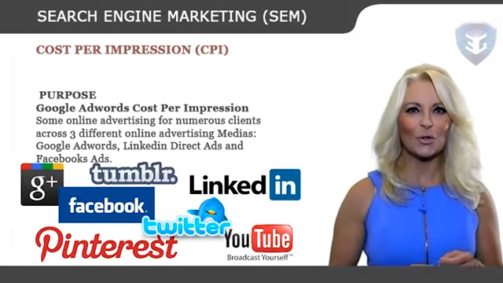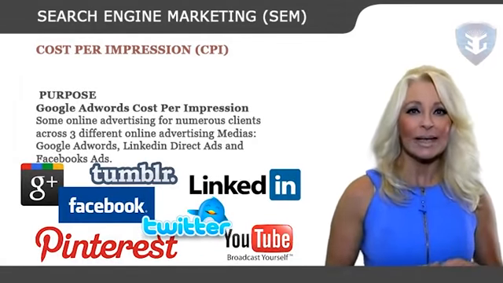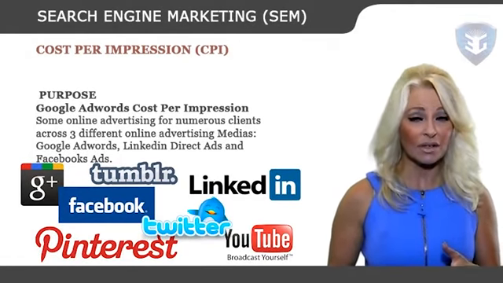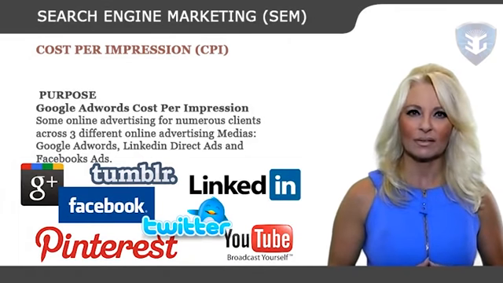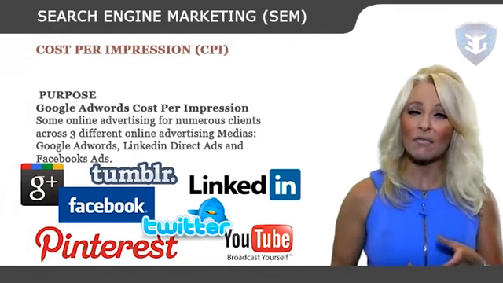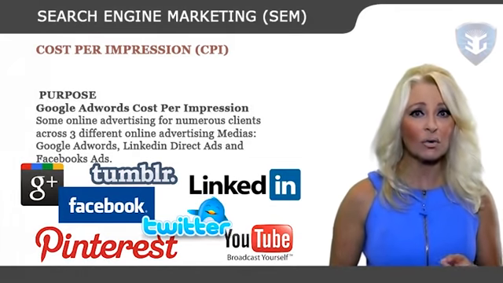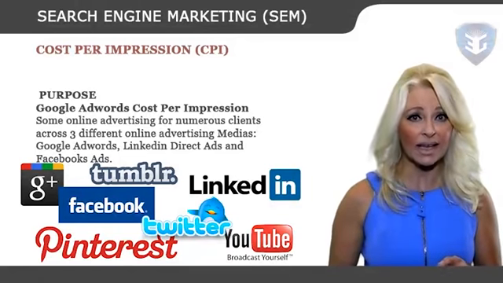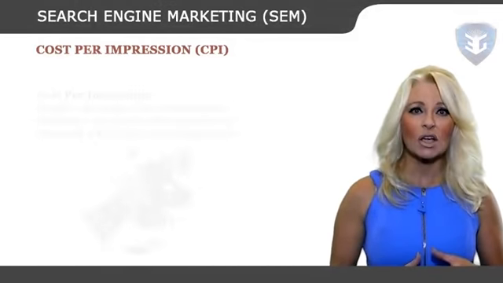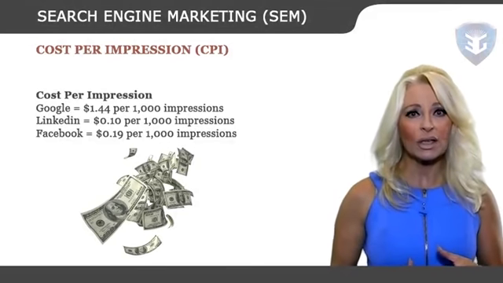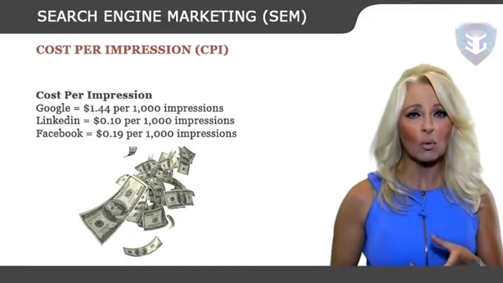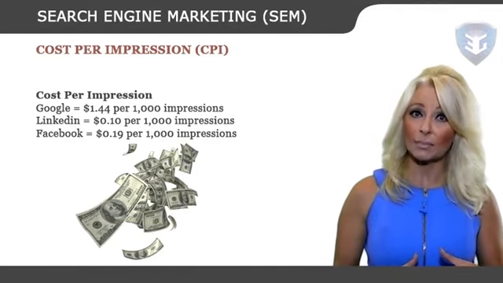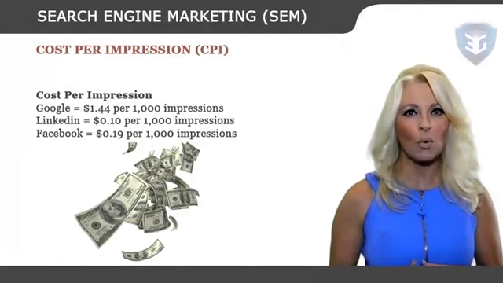Purpose: Google AdWords cost per impression. Some online advertising for numerous clients across 3 different online advertising media: Google AdWords, LinkedIn direct ads, and Facebook ads. It is found that the Google AdWords cost per impression is significantly different from LinkedIn direct ads and Facebook. Cost per impression: Google equals $1.44 per 1,000 impressions. LinkedIn equals 10 cents per 1,000 impressions. Facebook equals 19 cents per 1,000 impressions.